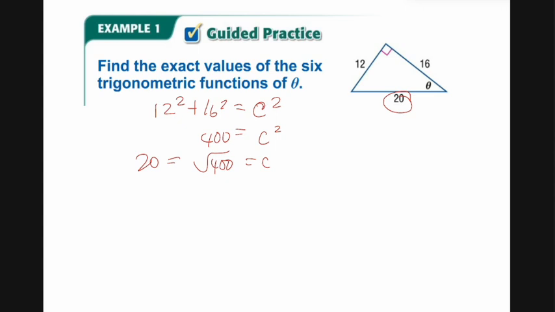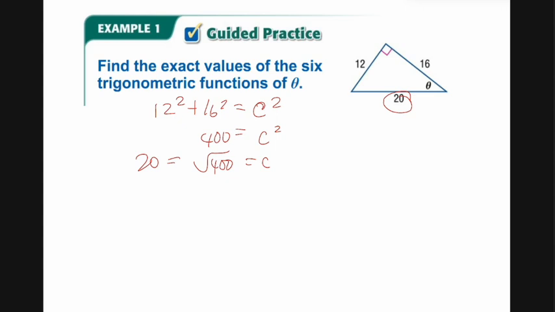Now, you don't have to put the plus or minus here. There's going to come a time once we move outside of a triangle that the plus or minus becomes an issue we have to deal with. But these are lengths of sides, so we don't need to deal with that right at this moment.